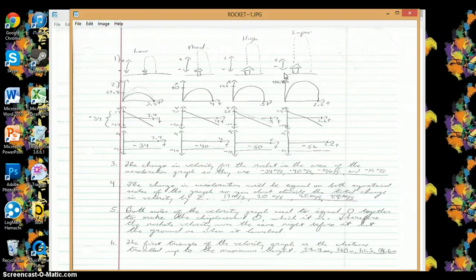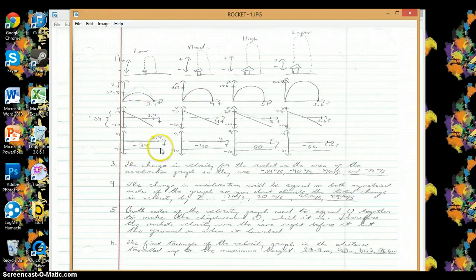Alright, velocity graphs and acceleration graphs, number 2. I also made position graphs. Here are the position graphs. It's constant acceleration, negative acceleration. So it's slowing down in the positive direction and then speeding up downward in the negative direction for all four, and they just progressively get higher.